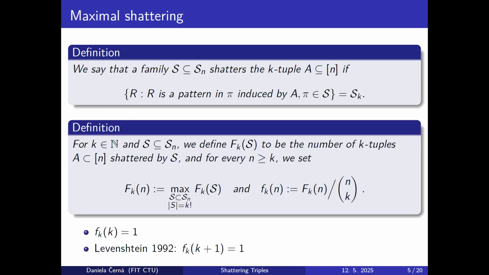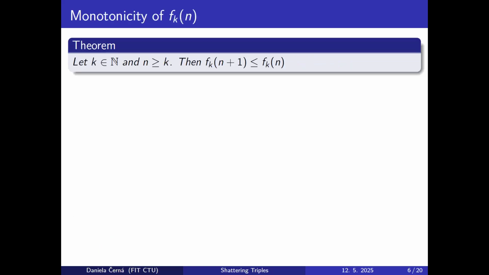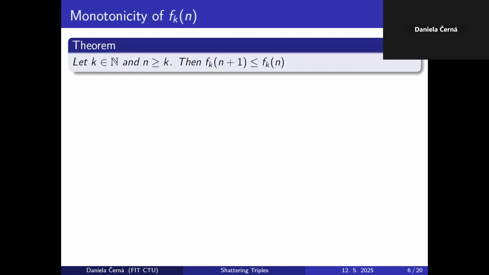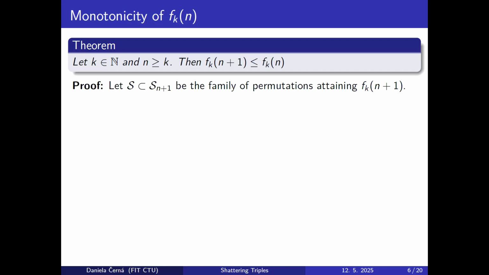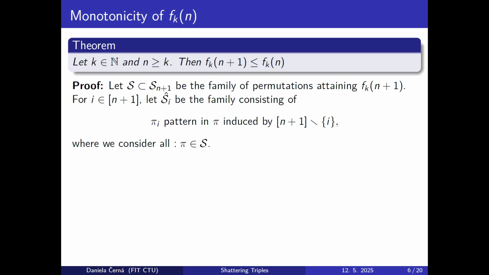Another interesting property of this is that it is monotone, especially it is non-increasing. And I can prove it to you, because you can take S being the family that attains the maximum on n plus 1. And then for each index i from the ground set, you can delete the ith position in each of the permutations and look at the patterns that are in use in here. So doing this for each i, you will get permutations on n.